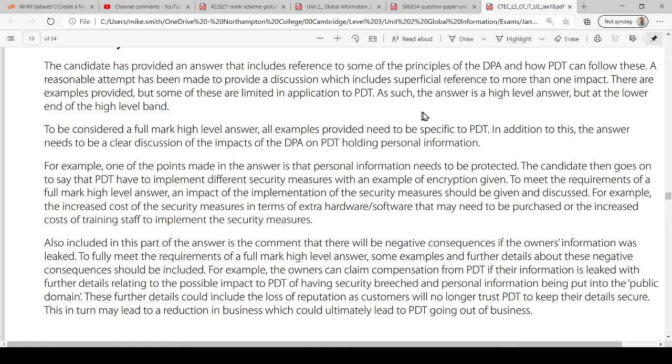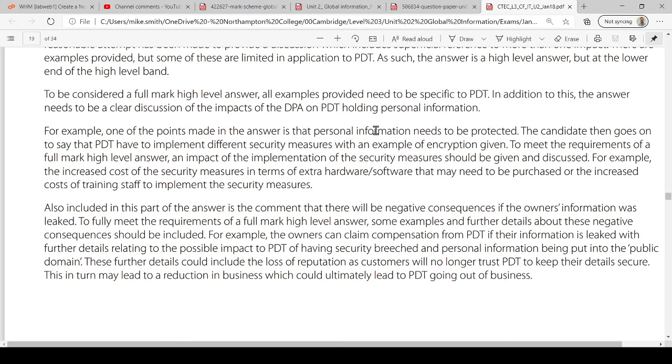Okay, so how could they have gone on and got the full 10 marks available on this particular question? Well, all the examples provided to support the answer needed to be related to the case study. It needs to be a discussion about the impacts, and it needs to be specifically about the holding of personal information. Why? Because that's what the question was asking us to do.